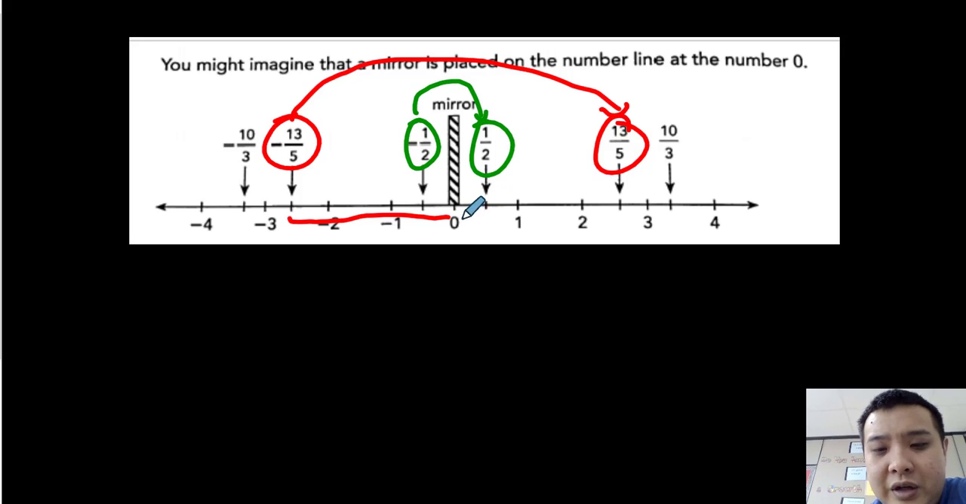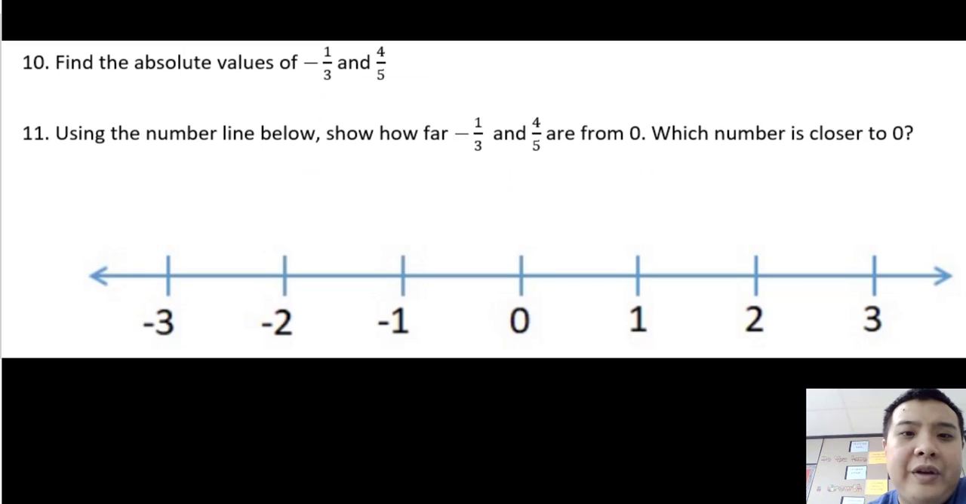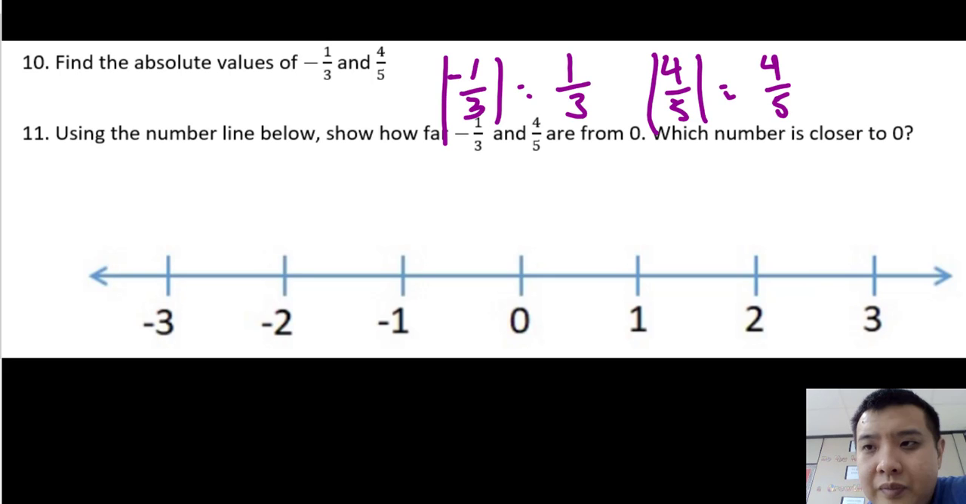Find the absolute values of -1/3 and 4/5. Go ahead and try this one out on your own. What you should have found is that the absolute value of negative 1/3 is positive 1/3, and the absolute value of 4/5 is still 4/5.